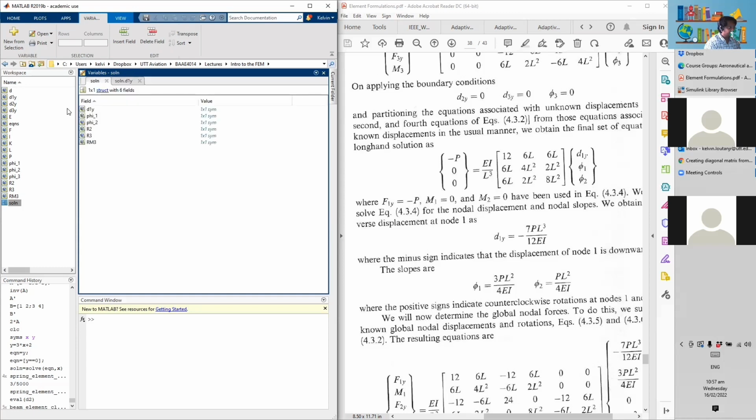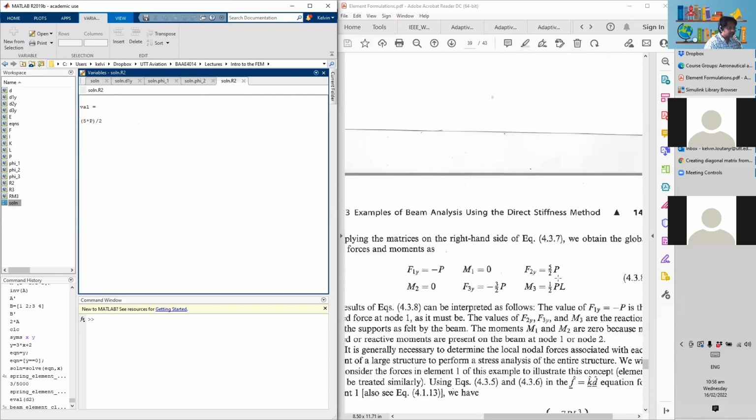All right, the other one is phi 1, PL squared over 4EI. Phi 2. Most of the time if one is correct, all will be correct, because everything is intertwined or coupled with each other. R2, so 5/12 P, which was the F2. R3, minus 3/12 P, and M3, a half PL.